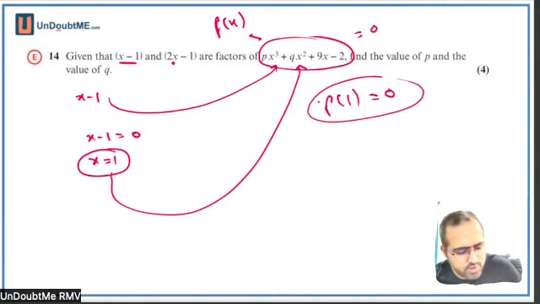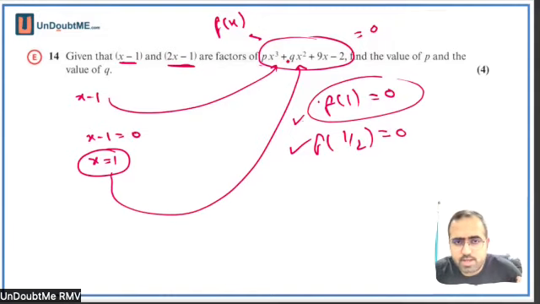The same thing goes for 2x minus 1. So even f(1/2) will be equal to 0. And these two equations will give me the P and Q equations. When I solve using these two, I will get two conditions of P and Q. We can solve them simultaneously to get P and Q values.